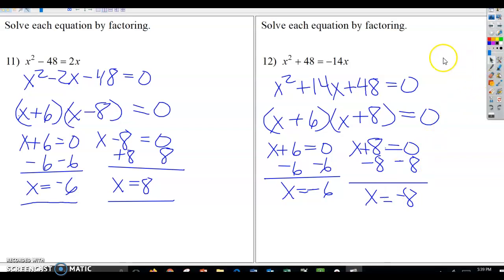Okay, remember your special factoring rules, and make sure if you are solving by square root, you just get the square root by itself, then take the square root. Make sure you rationalize your denominator. If you're factoring, make sure you use the zero product property to set each factor equal to 0 to solve.